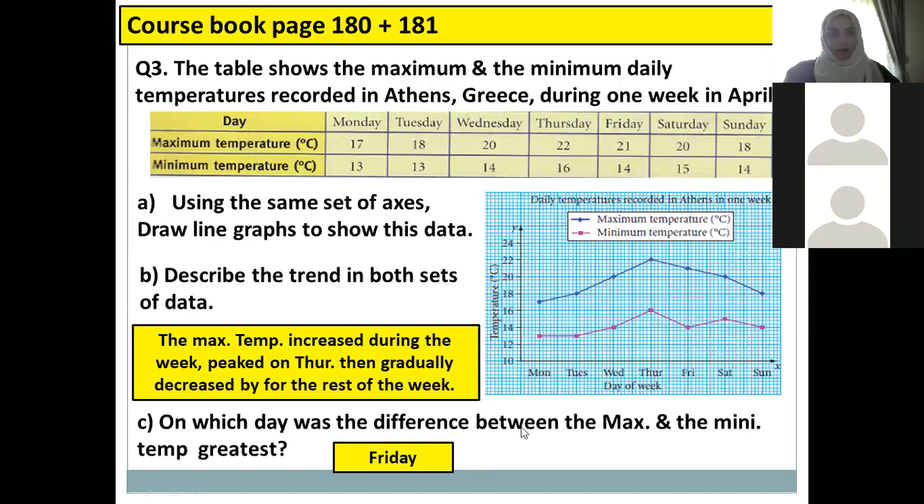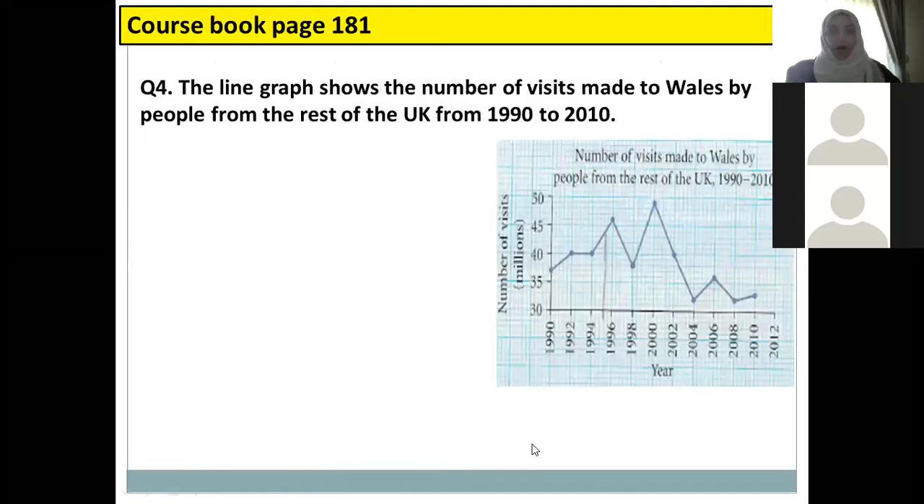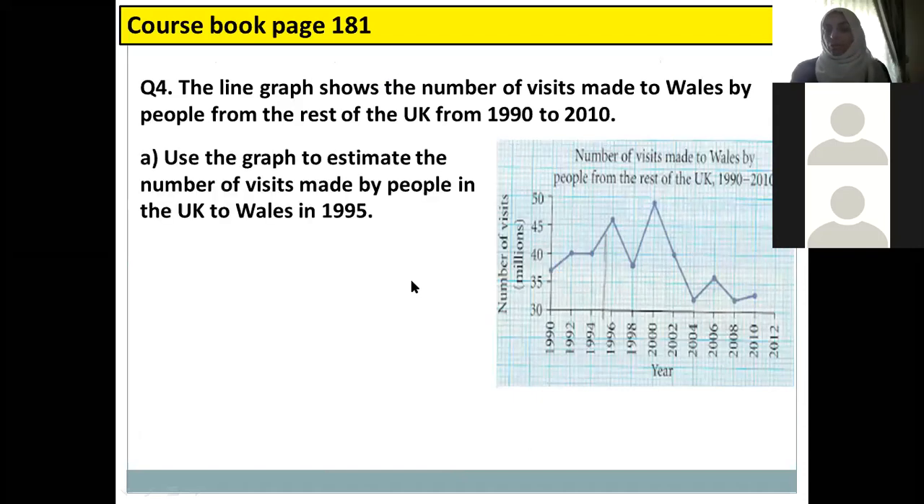Okay, this is the last exercise that we will talk about when we are talking about interpreting and drawing line graphs. The line graph shows the number of visits made to Wales by people from the rest of the UK between 1990 till 2010. Use the graph to estimate the number of visits made in 1995. How can we find that?